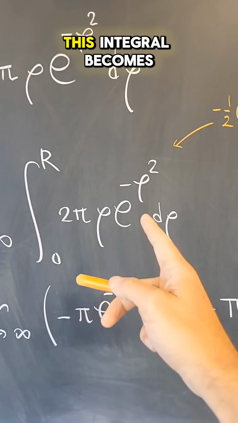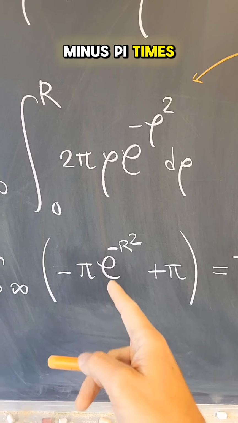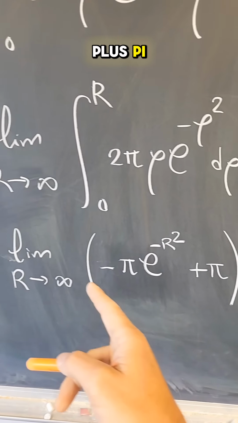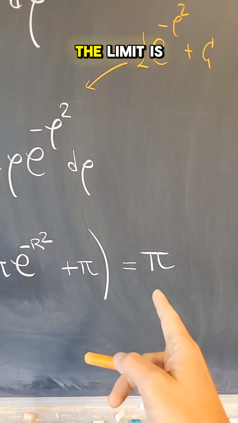Therefore, this integral becomes minus pi times e to the minus r squared plus pi, and as r goes to infinity, the limit is pi.